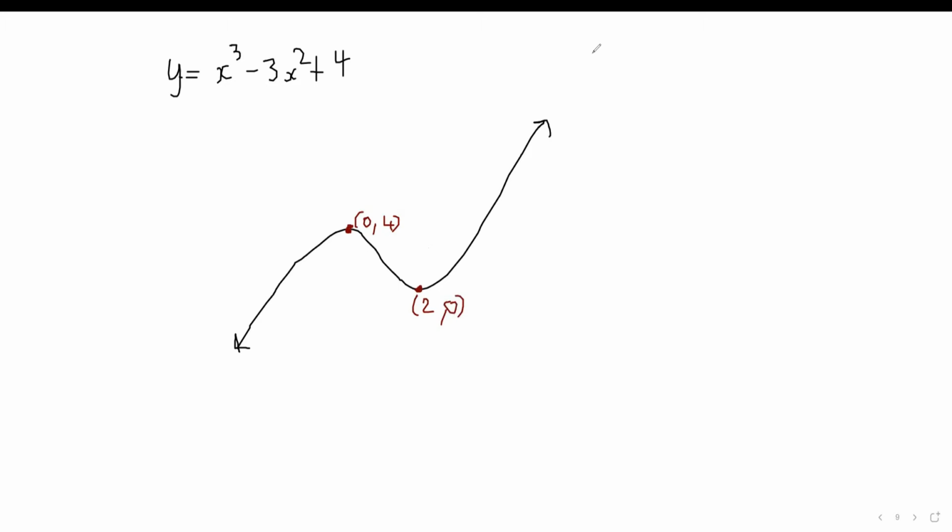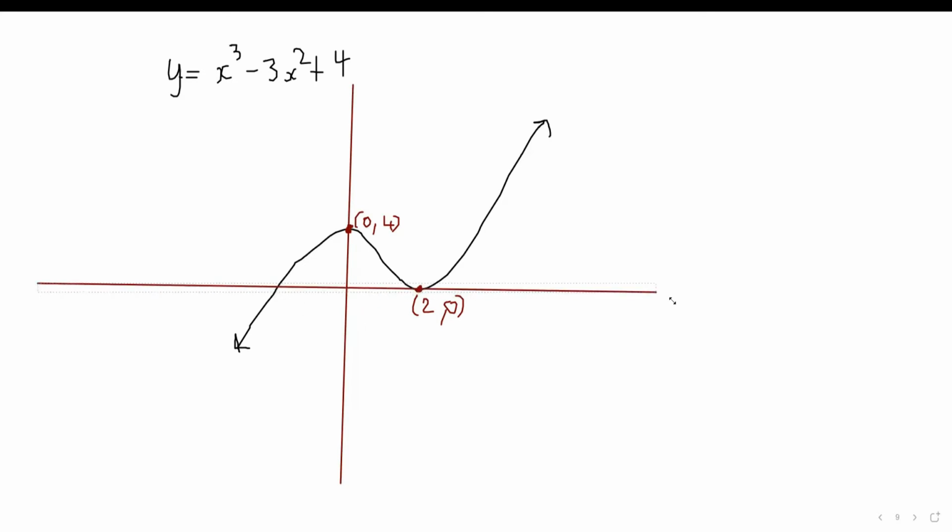The next thing we need to do is plot in our axes. So I clearly realize that this right here has to be the y-axis, because this is the line x equals 0. And clearly right here, this has to be the x-axis. So that is y and that is x. This is your y-axis, this is your x-axis.